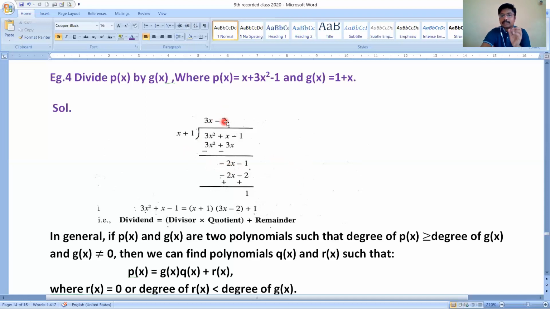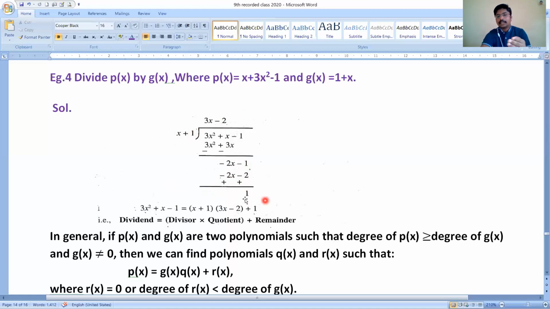This is very important, please understand it. Minus 2 will be the second term of the quotient. Now you have to multiply it with the whole divisor. Minus 2 into x is minus 2x, and minus 2 into plus 1 is minus 2. Afterwards we have to do subtraction, but here all the terms are negative, therefore add. Now what will we get? Plus 2x and minus 2x will cancel, therefore minus 1 plus 2, how much?